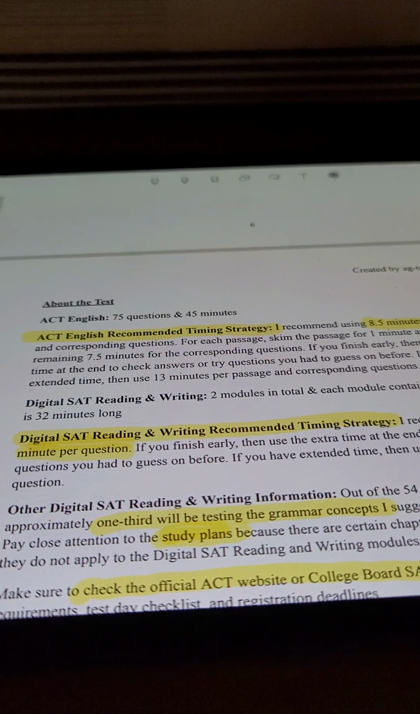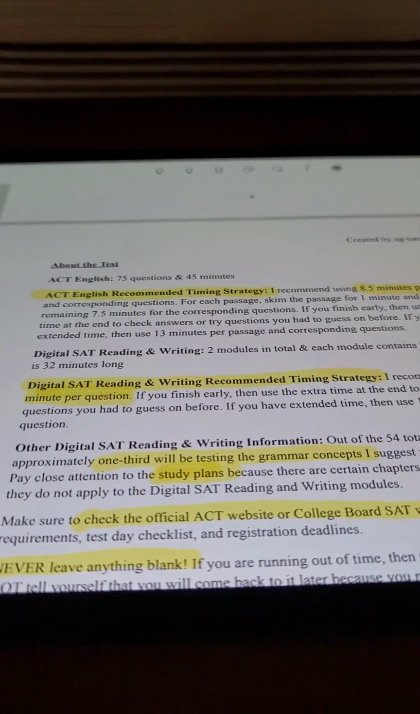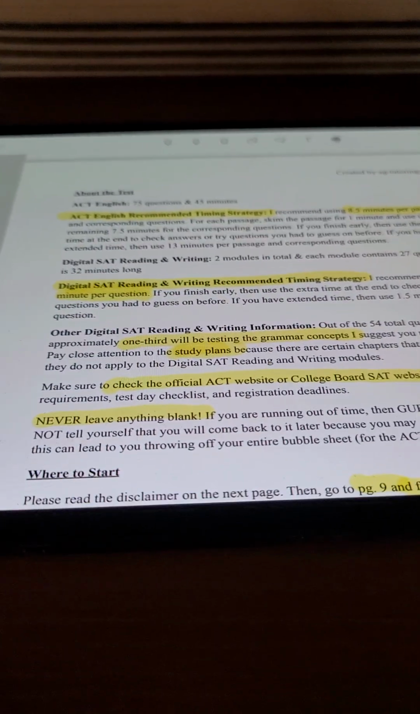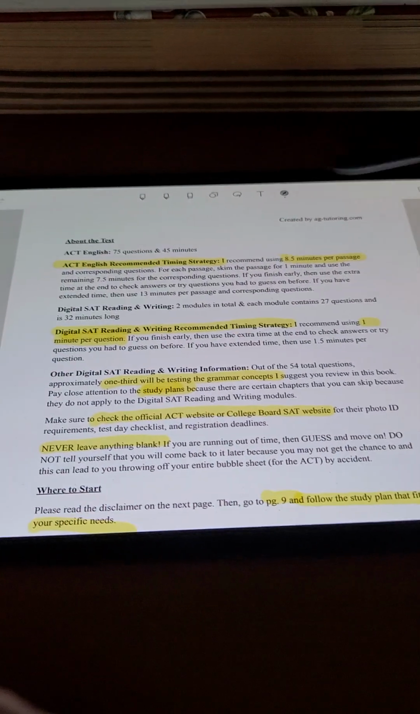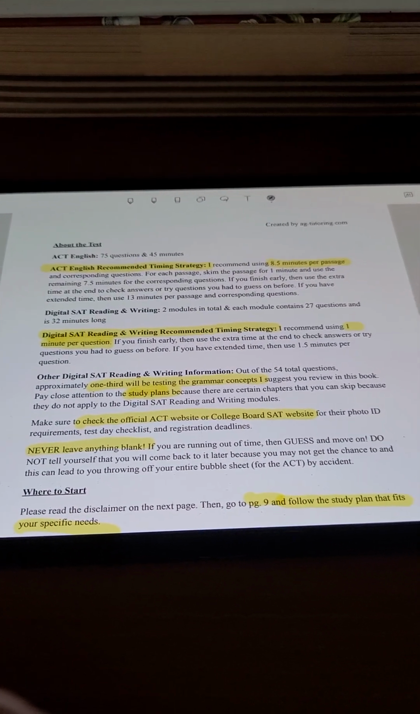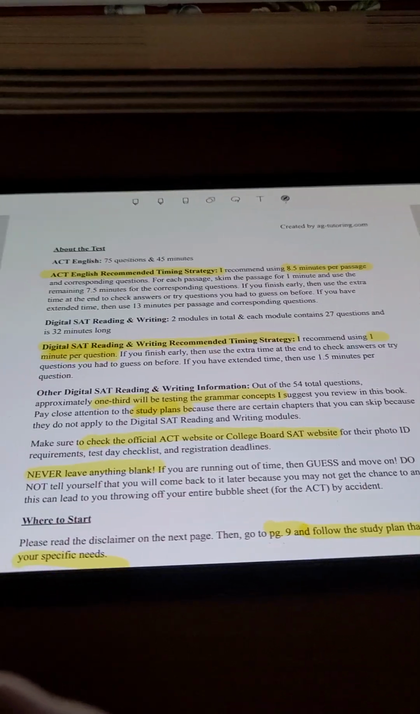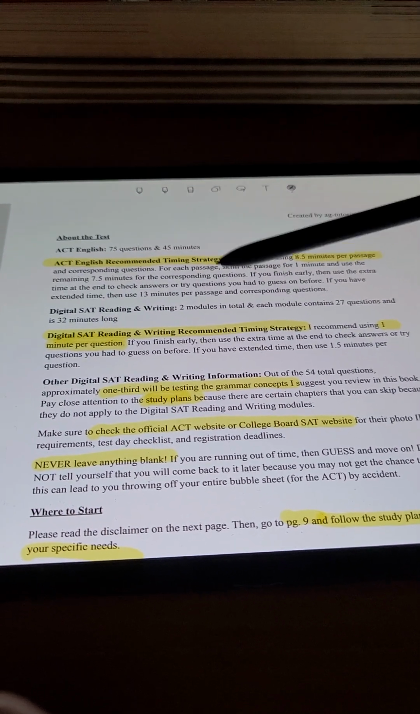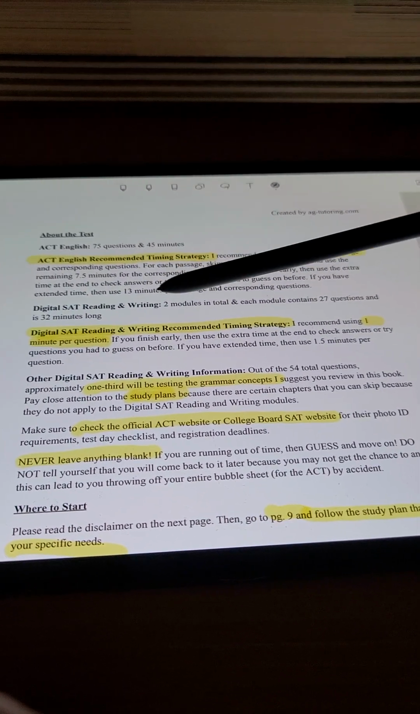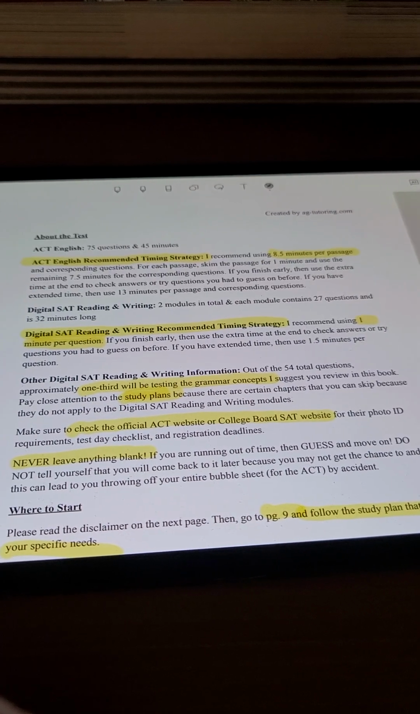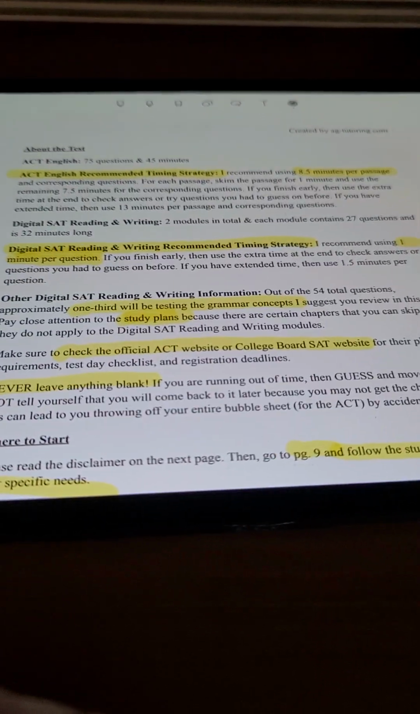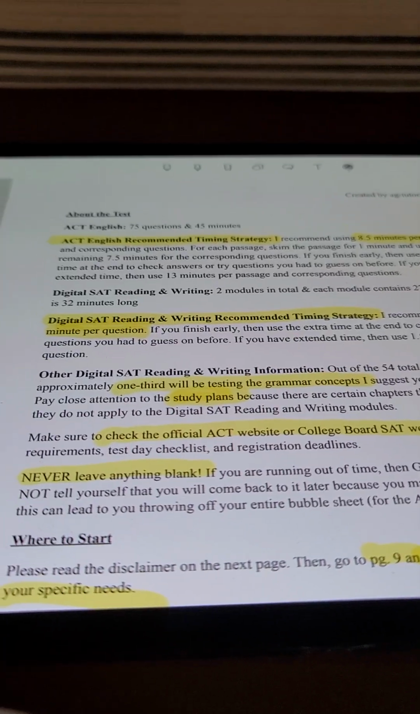So about the test, I already have a video going over the ACT English portion. So if you're doing that, just watch the ACT video. But for the digital SAT, they've changed it now, and we don't call them sections anymore. We call them modules. So we have 2 modules in total for the digital SAT reading and writing section. Each of them contains 27 questions and it's 32 minutes long, each of them.